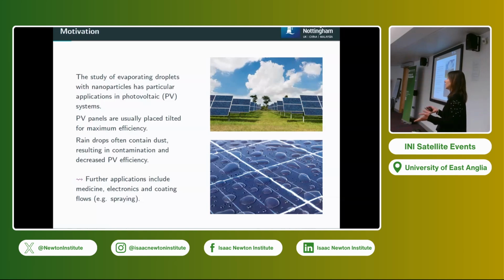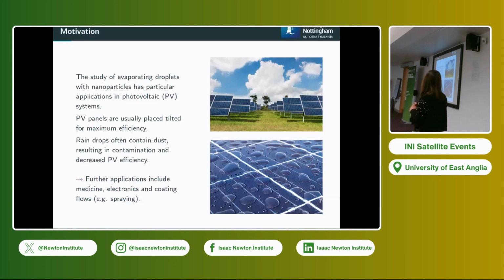So in solar farms, normally the photovoltaic panels are positioned in a tilted position so that they increase efficiency, they can collect more solar energy, and depending on weather conditions, when it rains, droplets will deposit on the solar panels. These will often contain dust, so when they later evaporate, they will result in certain deposition patterns due to this contamination, which may lead to decreased efficiency of these panels. We're interested in understanding these patterns and how they form.